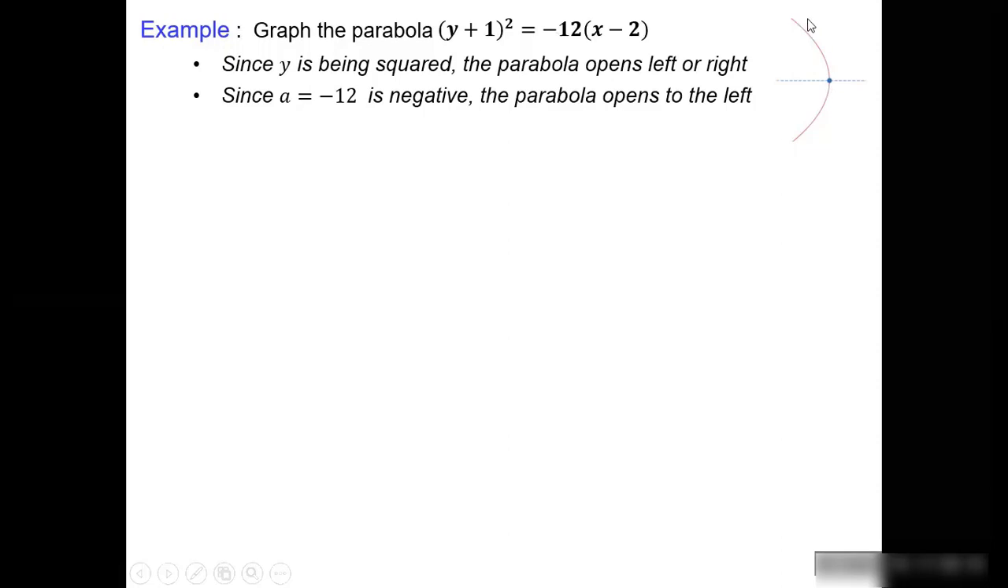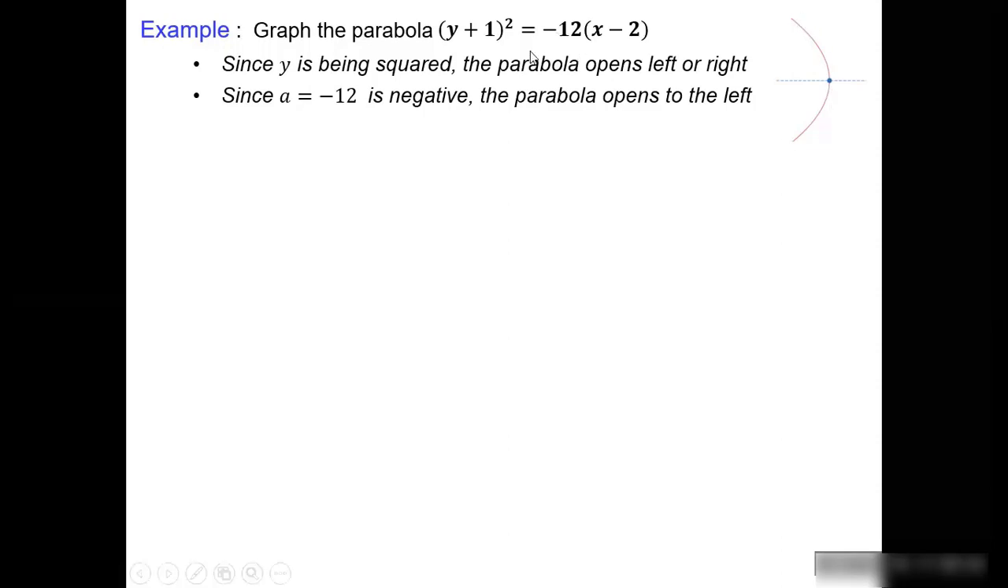So let's take a look at an example then. Here we have our equation where y is being squared. So we should recognize that this is going to open left or right. Well, because the y value is squared and it opens left or right, we now just need to look at negative 12. Negative 12 is the a value, and since a is negative, the parabola must open left, and therefore I know that this is going to be the final shape of my parabola.